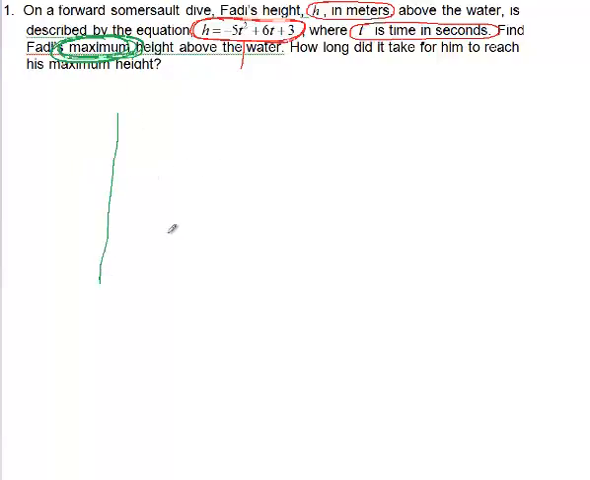If we did a rough sketch of this, he leaves the board at 3 meters, and I know that because that's the y-intercept right there, 3 meters, because when x equals 0, the y-intercept will be 3. He jumps off a diving board of some sort, goes up in the air, and comes down in the water. It's a very simple parabola like that. So we're asked to find its maximum height. Well, that's the maximum height right there, right?